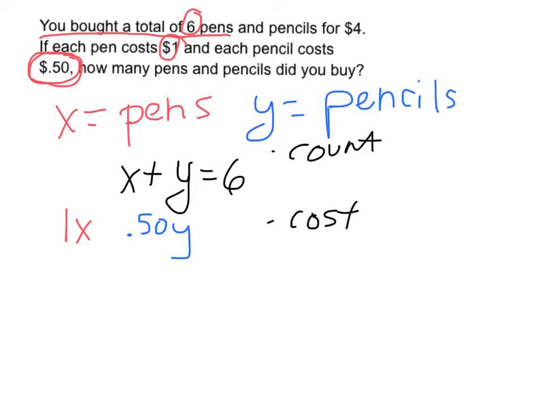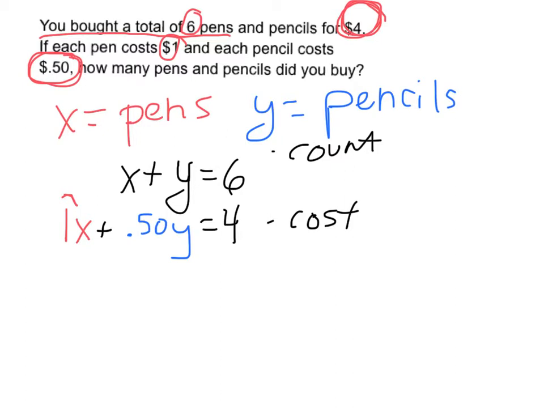Now, this line says I bought 6 of them for a total of $4. I can make an equation out of that. I say the number of pens times the cost, which is 1 times x, plus the cost of the pencils times the number of pencils, will give me $4. So there are my two equations.